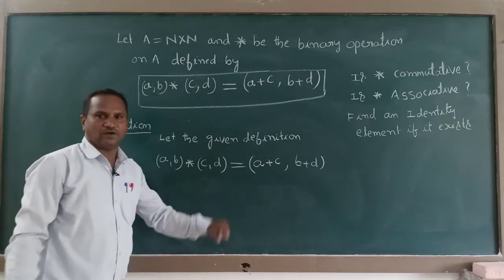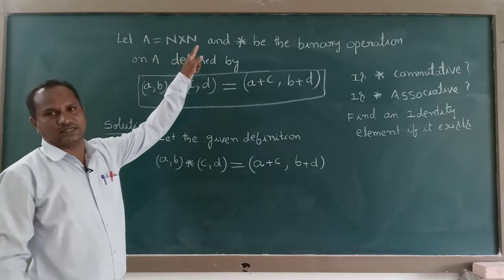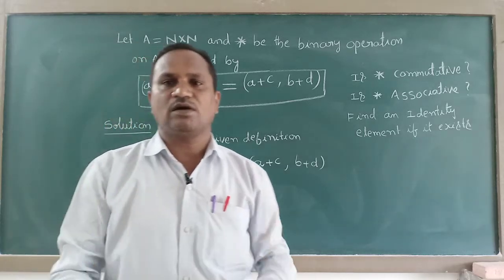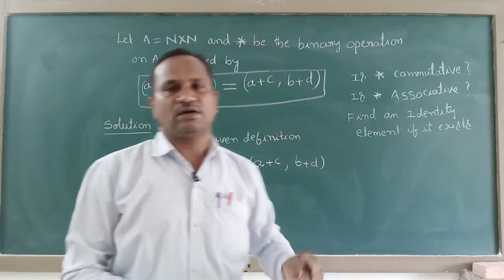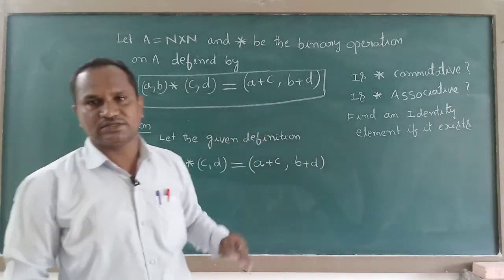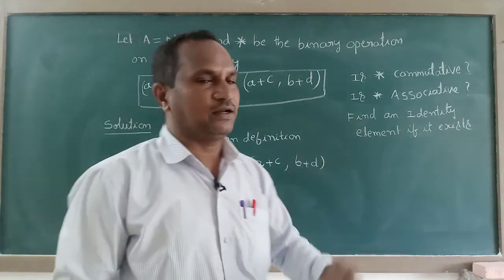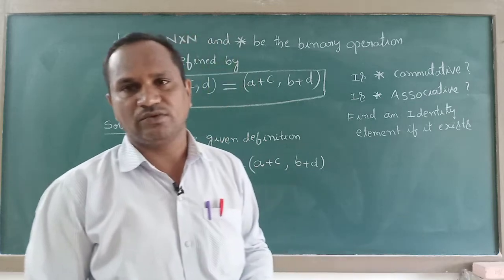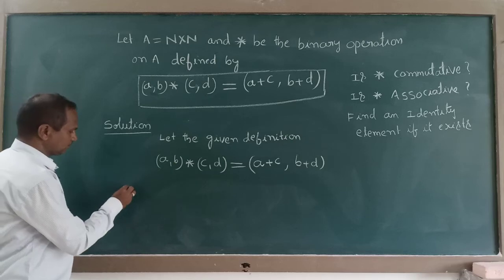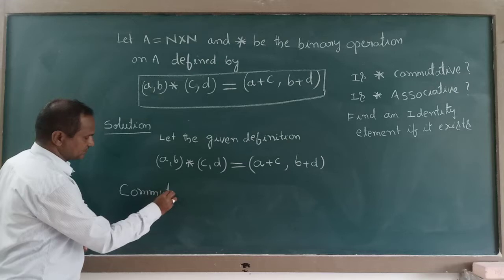A is defined on the set of all natural numbers only, because in the question they gave A is equal to N cross N. The Cartesian product of natural numbers and natural numbers gives some ordered pairs. Those ordered pairs belong to the relation capital A here, and on that relation they gave this definition. With the help of that definition, we are going to give proof for commutative, associative and identity elements. First one is the commutative.